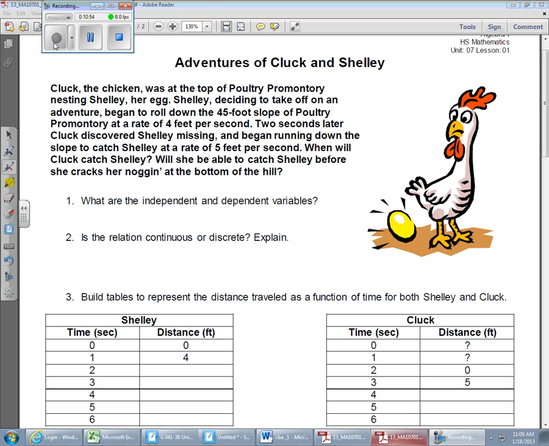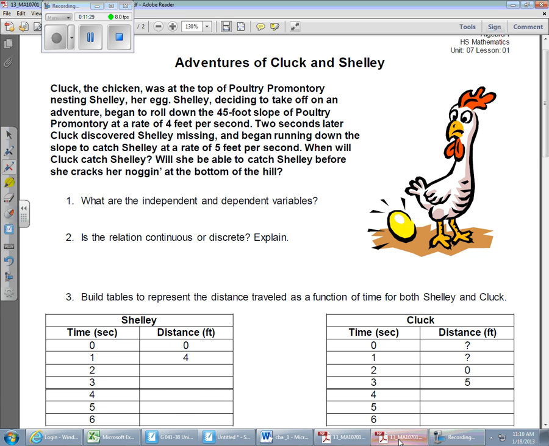Now, think about this problem. The question says, is the relation continuous or discrete? Well, the egg takes off going down this hill. A couple seconds later, the chicken takes off running after the egg. Now, does it say anything about the egg stopping at some point in time, or the chicken taking a rest break, or anything like that? Or does it basically roll and run until the completion of the problem? Are there any breaks in it, or does it continue as a start to finish type of deal? Yeah, it's a start to finish type of deal. That would be continuous.